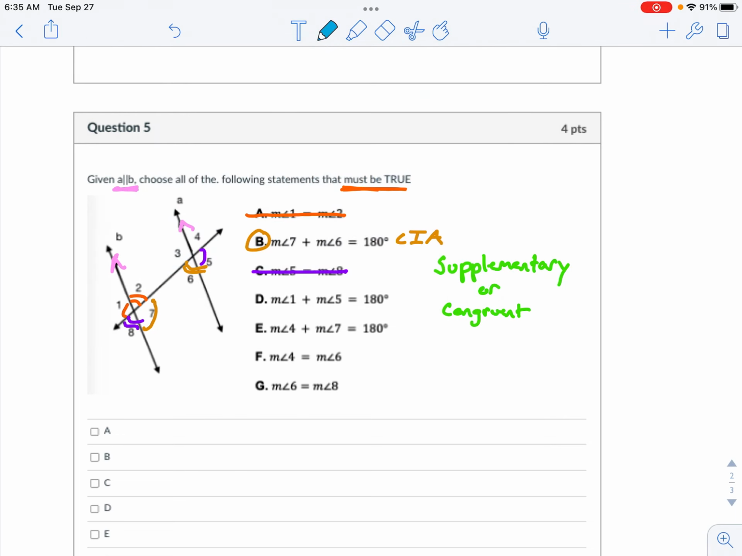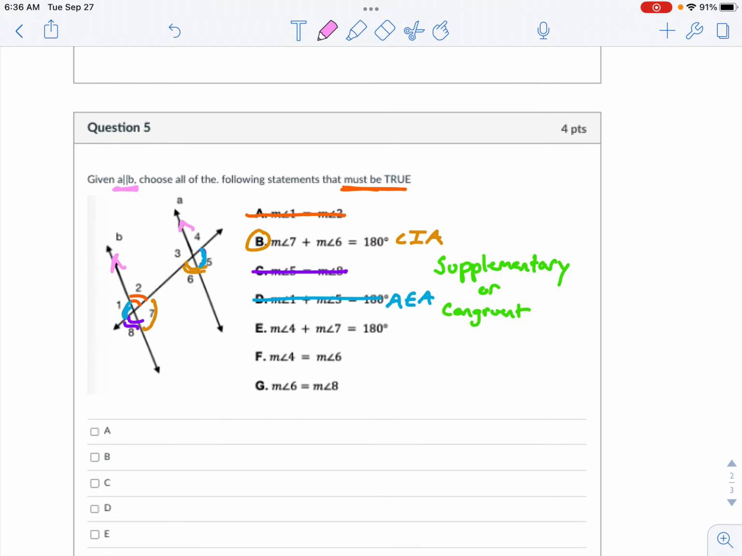All right, 1 and 5. I didn't really mention it, but I was staying true to the arcs. These would be alternate exterior angles. So would they add up to 180? No, they would not. They'd be congruent.